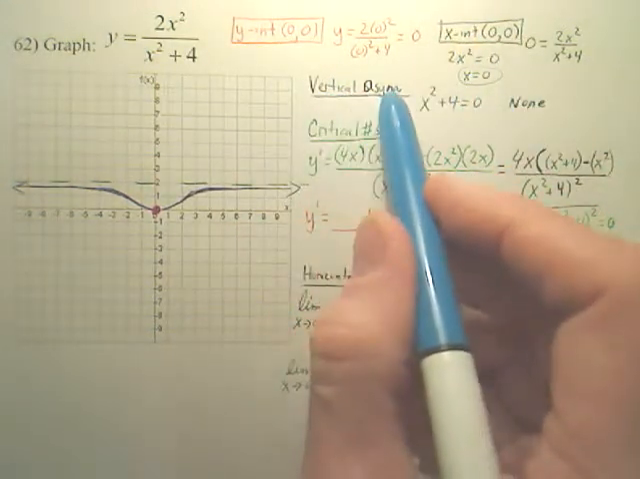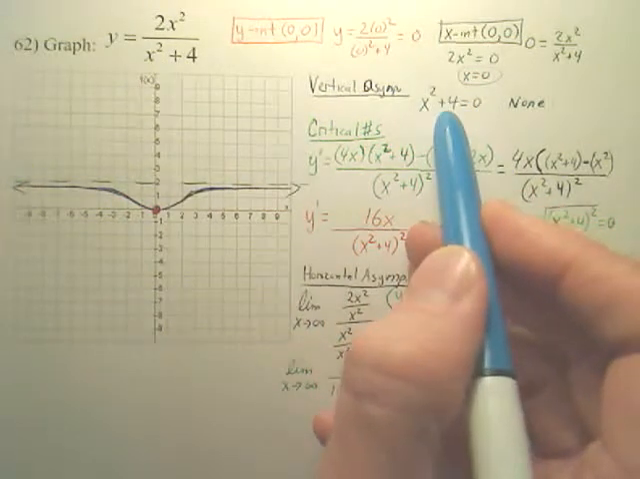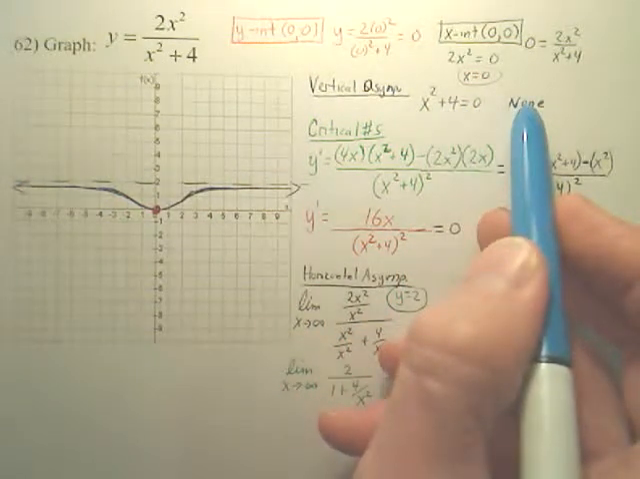Next, we look for vertical asymptotes, and you do that by setting the denominator equal to 0. When you solve this, you can't. You get imaginary, so there aren't any.